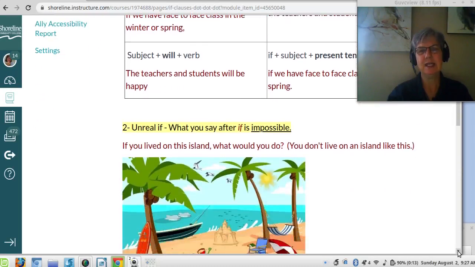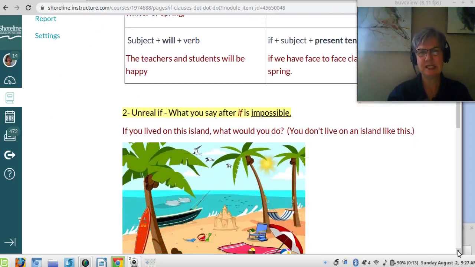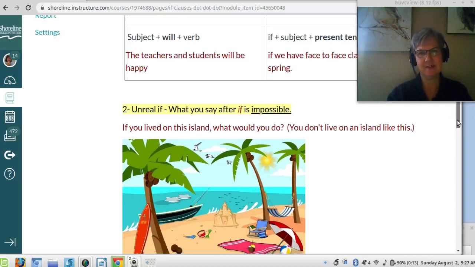Number 2. Now, number 2 is called unreal if because what you say after if is impossible. If you lived on this island, what would you do? The truth is that you don't live on this island. None of us live on this island, right?